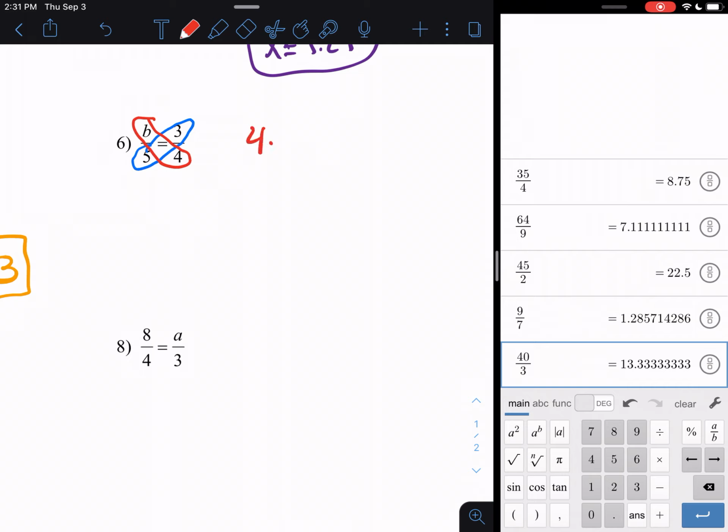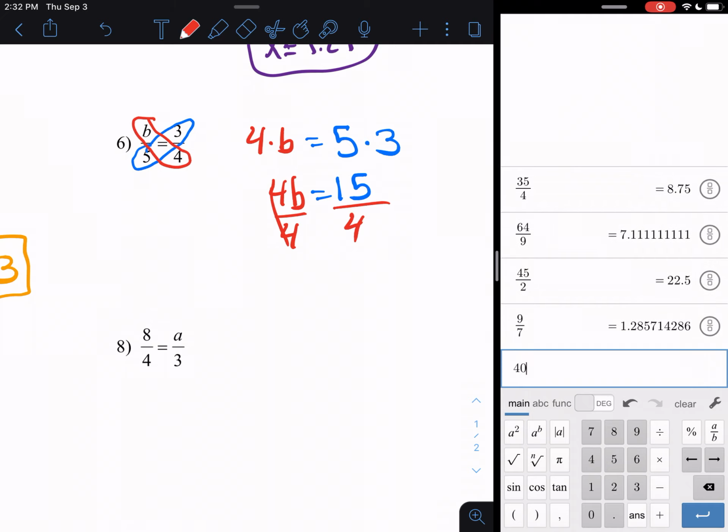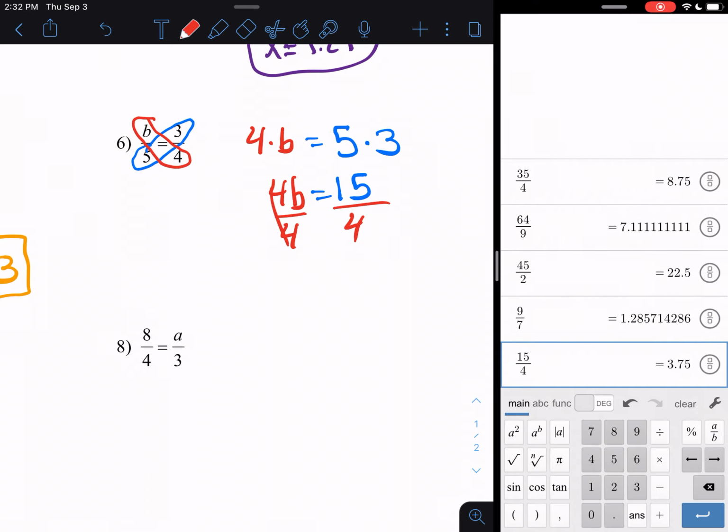So 4 times B equals 5 times 3. 5 times 3 is 15. And then 4 times B is the same as 4B. Now we're going to divide both sides by 4, so we know how many 1B is, not 4B's. Divide both sides by 4, and we get 15 divided by 4, and we get B equals 3.75. Hopefully that's exactly what you got.